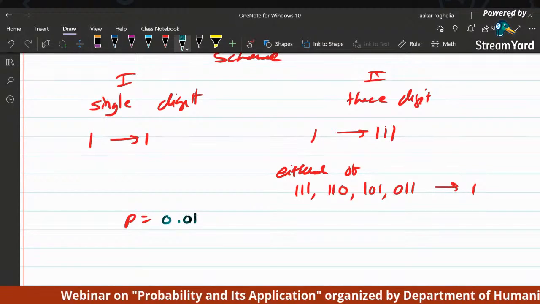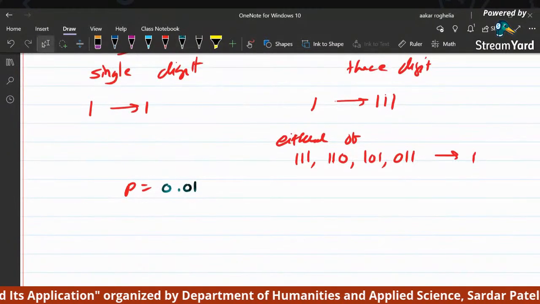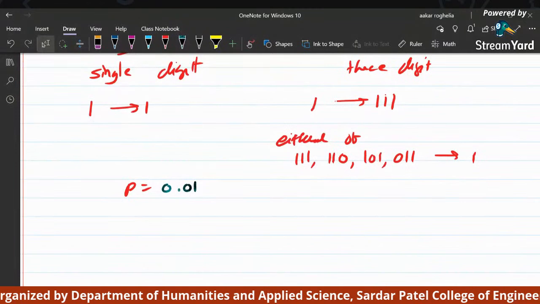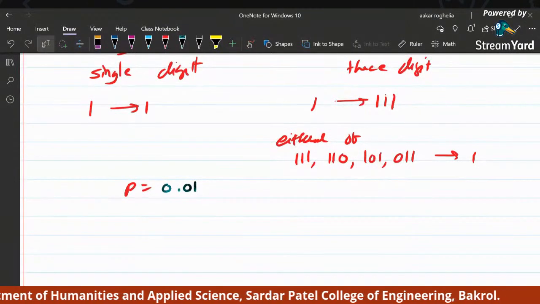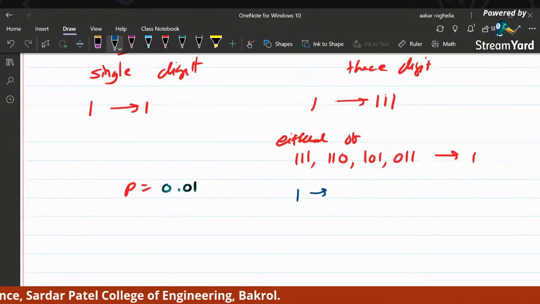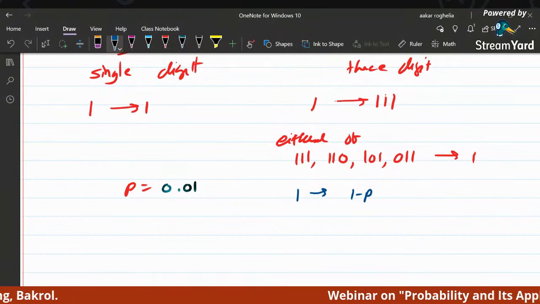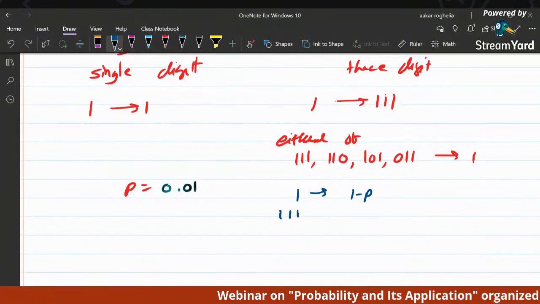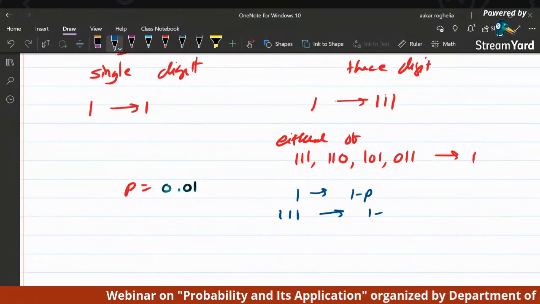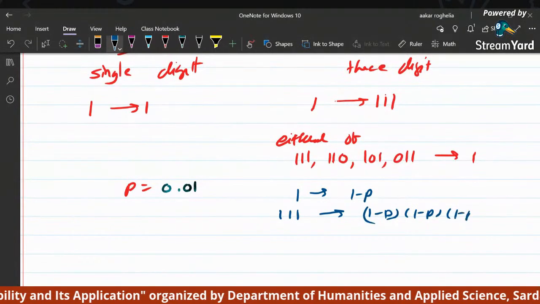In the three-digit scheme, what happens? What is the probability of getting a correct result that you want to have? Let us say when I am sending one, it will be received as one. What is the probability? It is 1 minus p. So just now I am sending 111, so it will be received as 111 with probability 1 minus p into 1 minus p into 1 minus p.